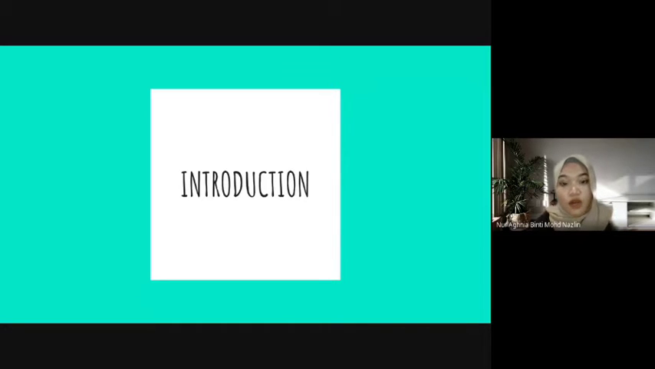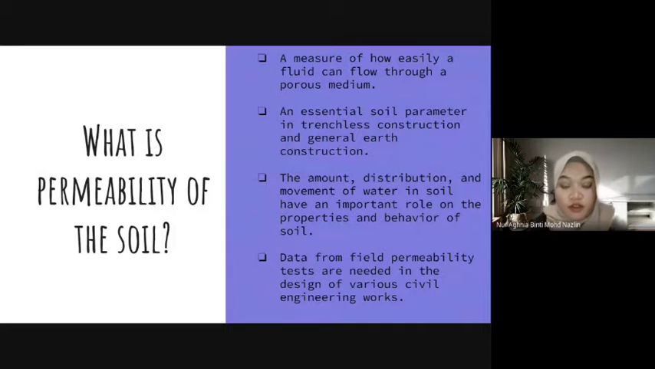I would like to present about the introduction of permeability. What is permeability of the soil? Permeability is a measure of how easily a fluid can flow through a porous medium. In geotechnical engineering, porous medium is soil and fluid is water at ambient temperature. Permeability is also known as hydraulic conductivity.